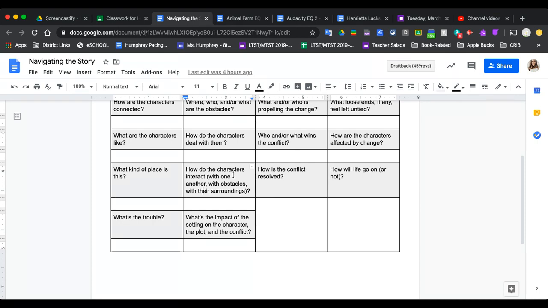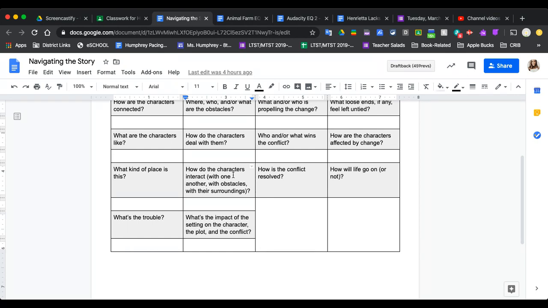So last question is going to ask, what's the impact of the setting on the character, the plot, and the conflict? This is another 3-point question. Please address all parts of the question. How is the setting impacting the character? How is the setting impacting the plot? So the setting itself, is it helping the plot to move quickly? Are we speeding along with things? We're moving through all of our plot points, or is the setting slowing things down? How is it impacting the plot?